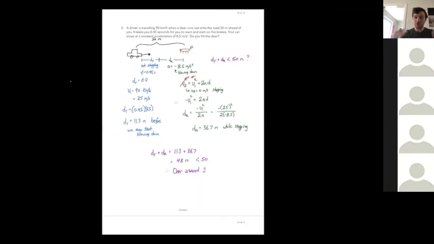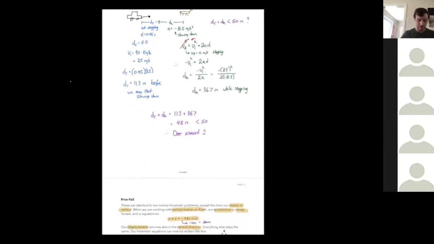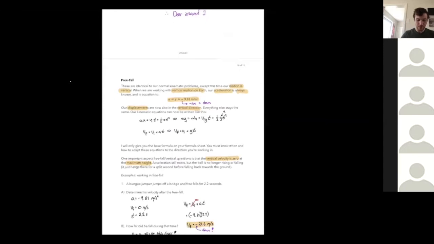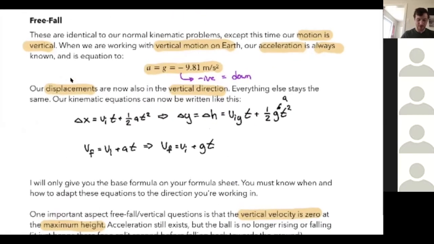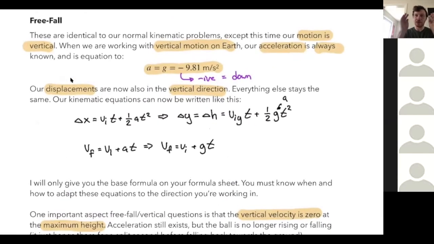Cool. And so that's level one questions, or the first type of questions. The other types of questions that I put a video on are free fall questions. These are super fun because they're exactly the same. The formulas are the same. Everything is exactly the same. But when you're going up and down vertically, you have an acceleration always.